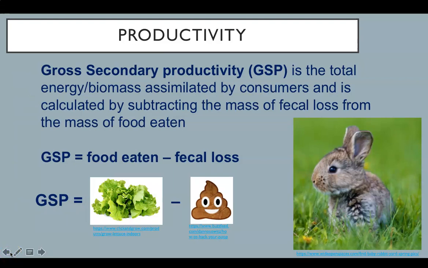So I just mentioned plants, and now with regard to animals, or higher up on the trophic level, gross secondary productivity is the total energy or biomass assimilated by consumers and is calculated by subtracting the mass of fecal loss from the mass of food eaten, right? So the gross secondary production is the food eaten by the animal or the consumer minus the fecal loss. The waste that just goes out of the animal doesn't contribute anything to the animal.